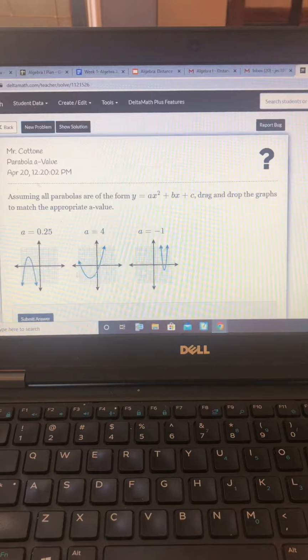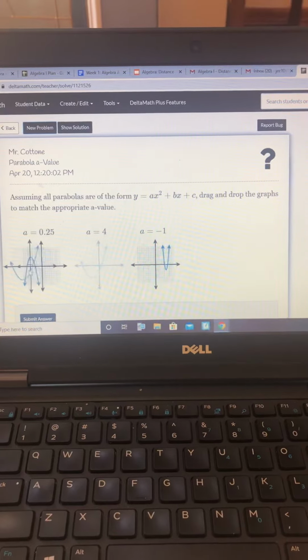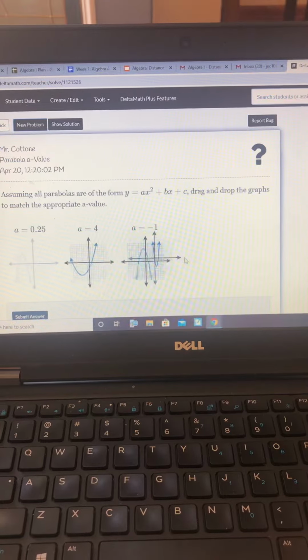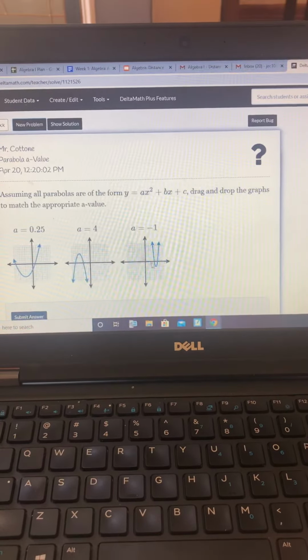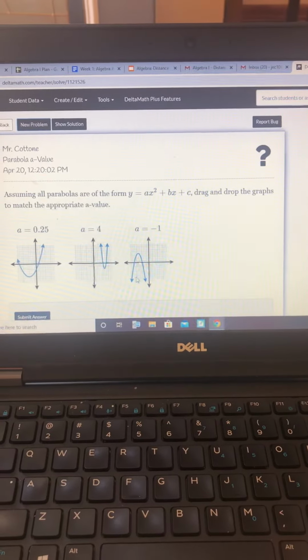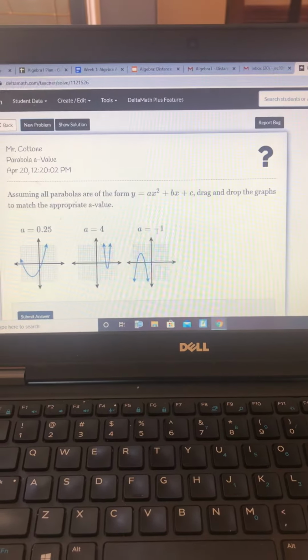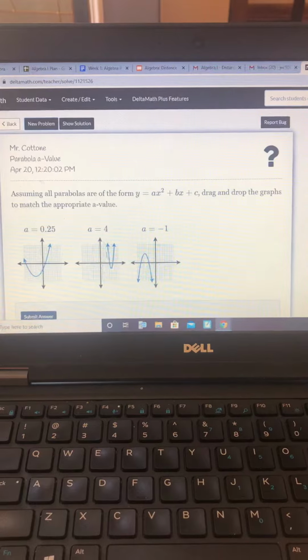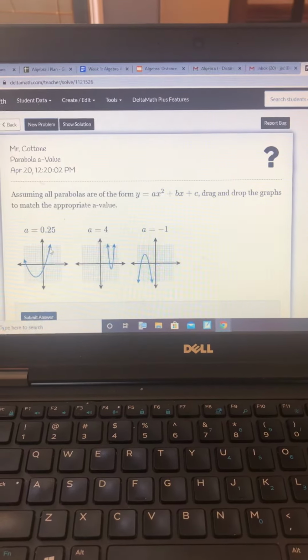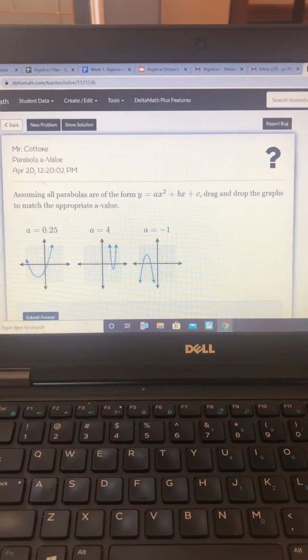So we're going to try to drag this picture over here, see if it'll work for us. Maybe we'll put this one all the way at the end here. It looks like I can shift it that way, can shift it that way, and now I've got the negative parabola underneath the negative a value. I've got the skinny right side up underneath the 4, and I've got the wide right side up underneath the 1/4. So this is correct.